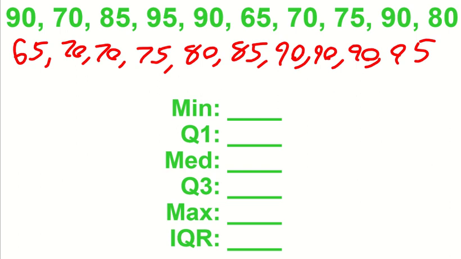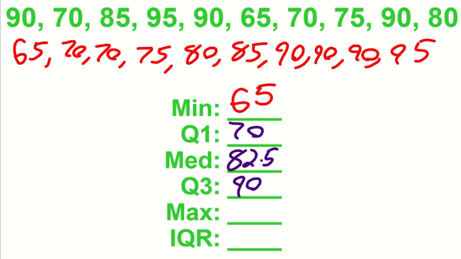Alright, minimum. Ben. 5 is correct. Next. 1, first quartile, okay? 70 is correct. Median, Dulce. 82.5 is correct. Q3, Brian. 90 is correct. Aiden, maximum. 95. And IQR, that's our interquartile range. Sophia. 20 is correct.